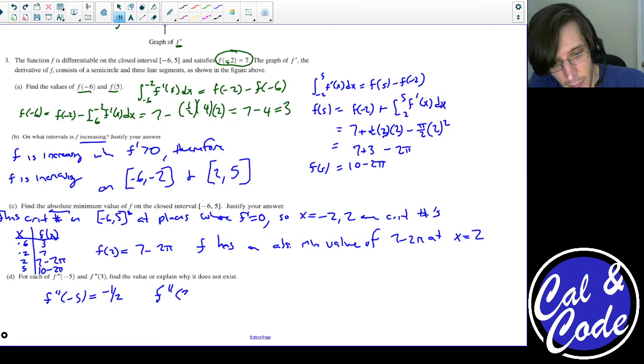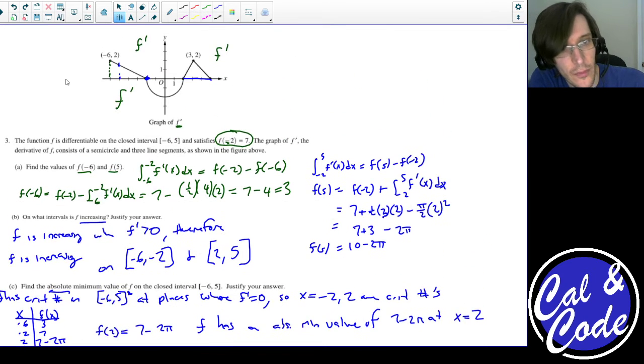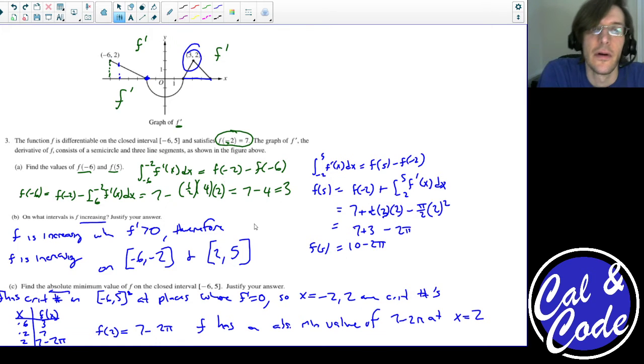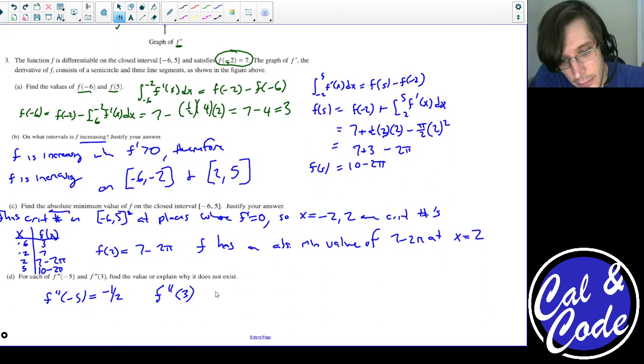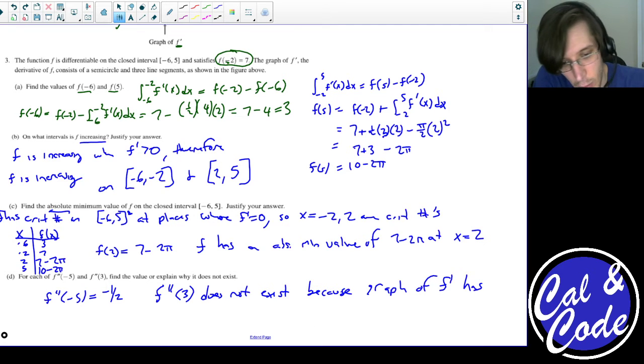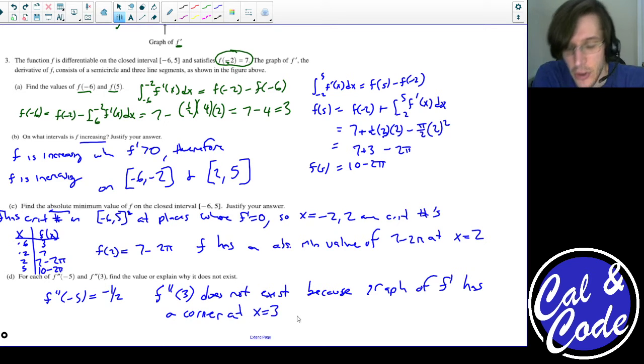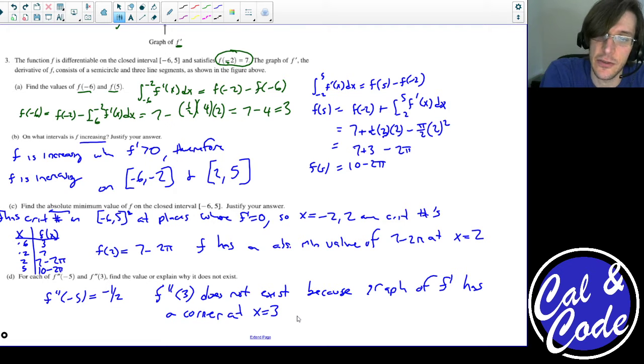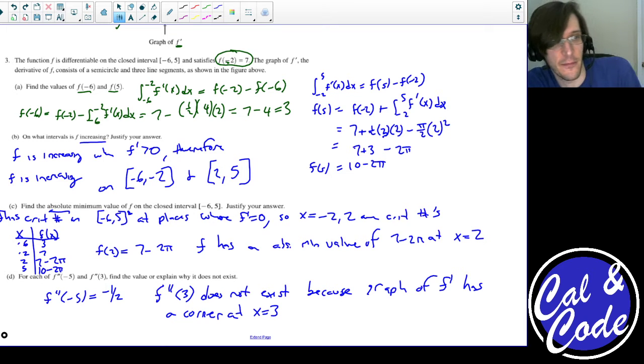But f double prime of 3, let's talk about that one. Well, here it is. There's 3. What's happening there? We're at a corner. So f double prime of 3 does not exist because the graph of f prime has a corner at x equals 3. You could also say that the second derivative as x approaches 3 from the left and right are not the same value.